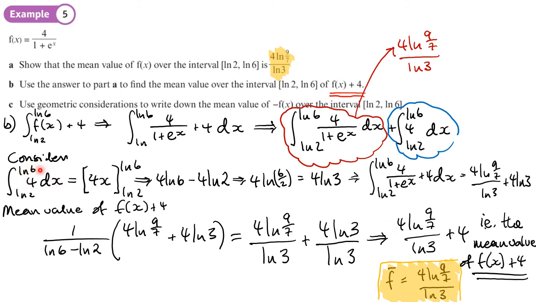So just briefly going back over what we did, we wanted to find the mean value of the original function plus 4, which is this, the original function there plus 4. We split the integral up, so it's the area of this plus the area of the 4. We worked out this area here, which basically just becomes 4 log 3. So the total area of this is going to be the original area plus 4 log 3, which is here. We divided by the width, the interval log 6 minus log 2. That gives us this, and we end up with the original mean plus the 4.